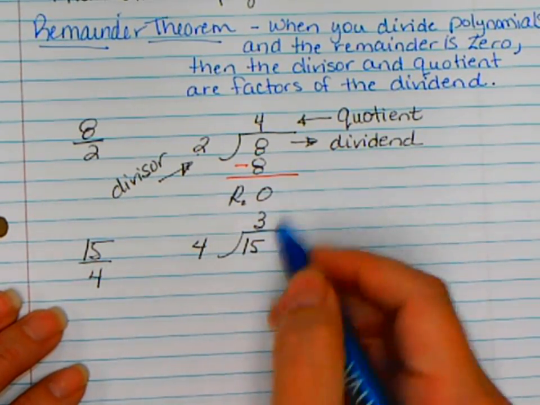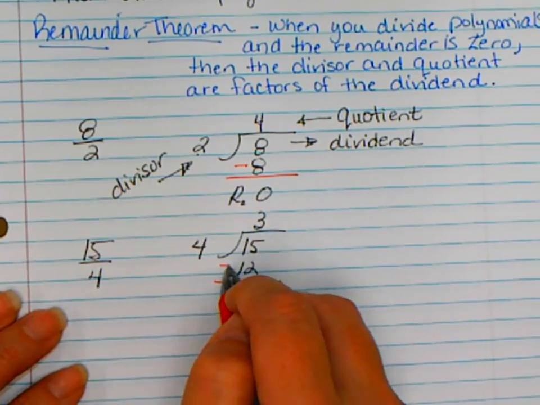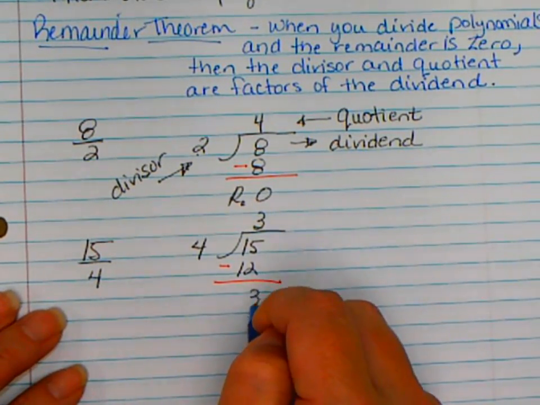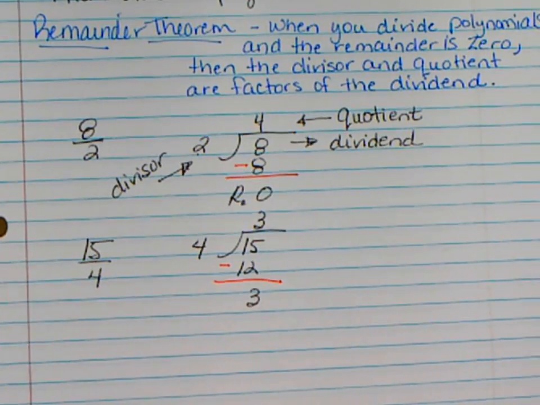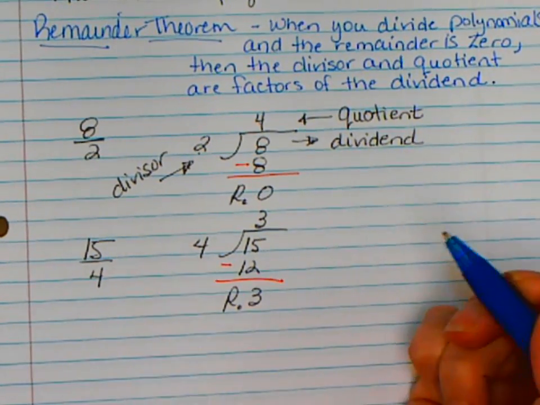4 times 3 is 12. Then we draw a line and change the sign. So 15 minus 12 is 3. Is there anything else to bring down? No. If we wanted to turn this into a decimal, we could put a decimal, zeros, and bring them down, right? But we're not doing decimals. I just want to see if we have a remainder. We do have a remainder of 3.